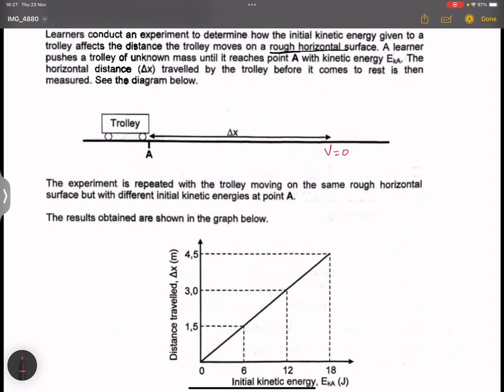Right, so they say the experiment is repeated with a trolley moving on the same rough horizontal surface with different initial kinetic energies at point A. Right, and the results are shown in the diagram below.